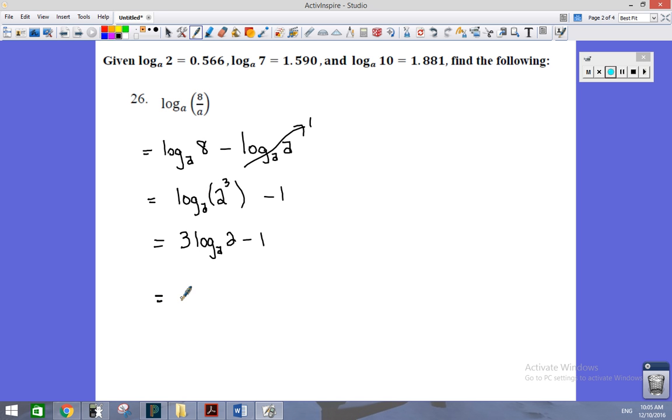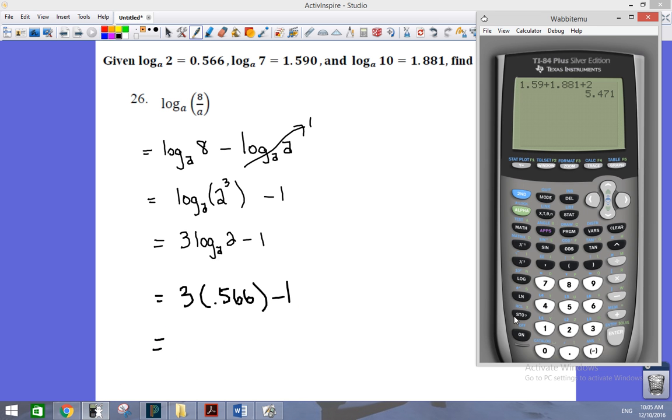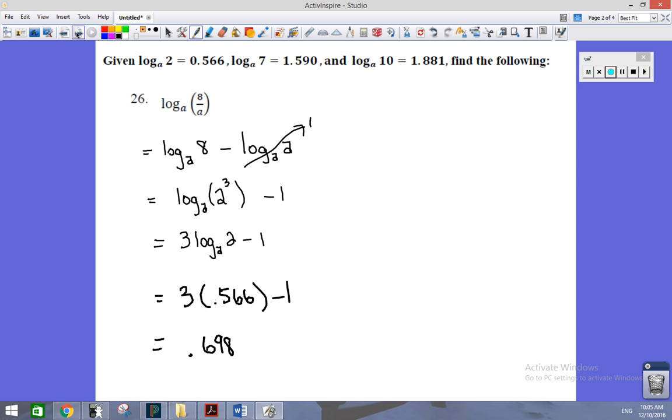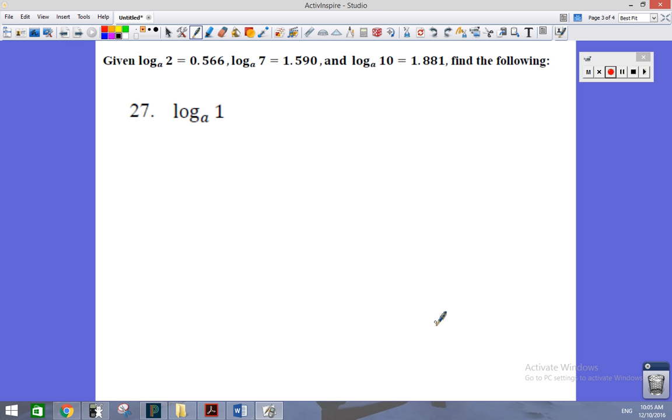So 3 times 0.566 minus 1. If I do that, and hopefully don't make any mistakes keying this in, 3 times 0.566 minus 1, I get 0.698 there. Alright. Let's see what the next one is. Log base a of 1. Well, a to the 0 power is equal to 1. This logarithm is an exponent, so that's simply 0 because a to the 0 is equal to 1.